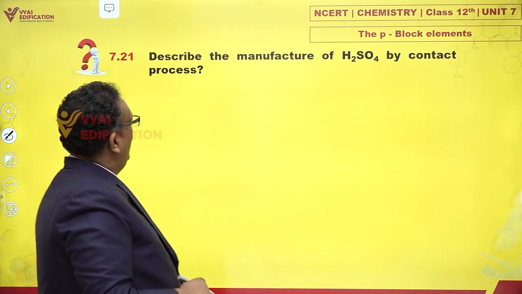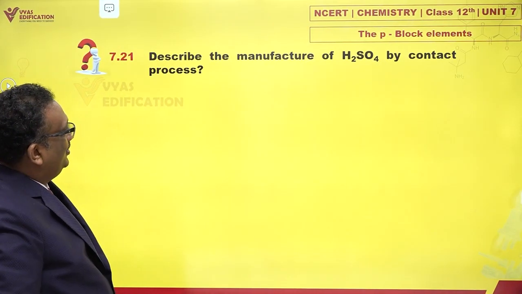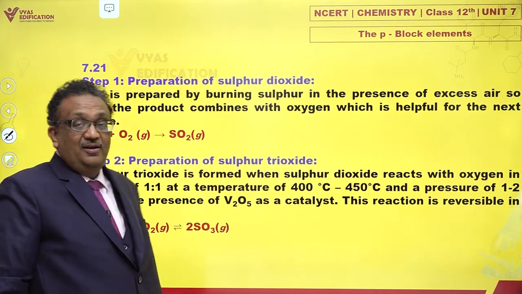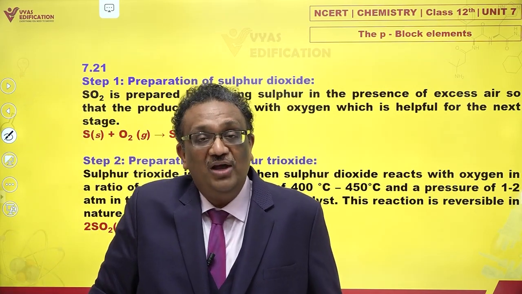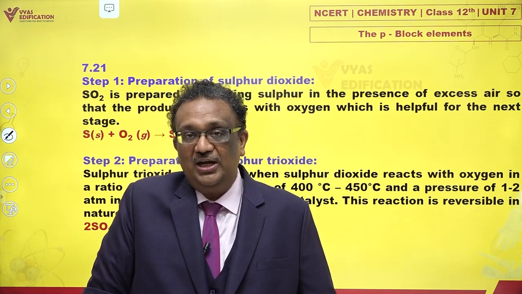Describe the process of manufacture of sulfuric acid by contact process. Well, let's take a look. When you're trying to manufacture sulfuric acid, the first step is you have to have SO2, sulfur dioxide.